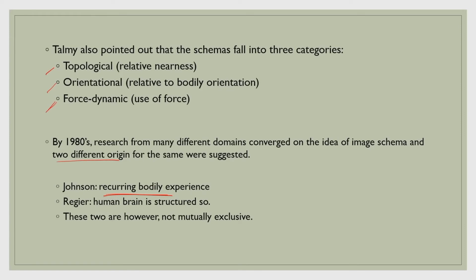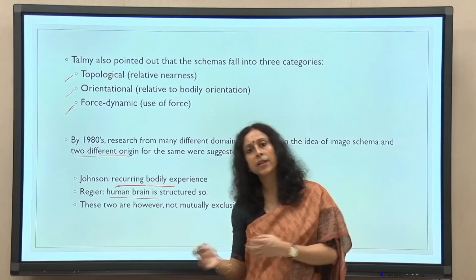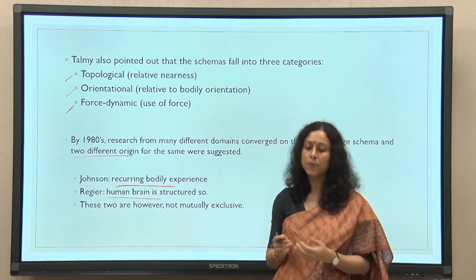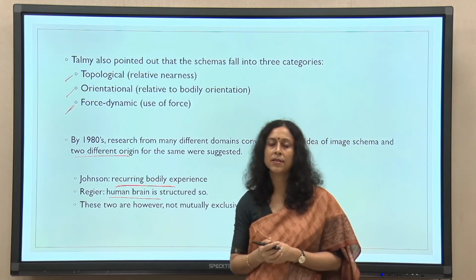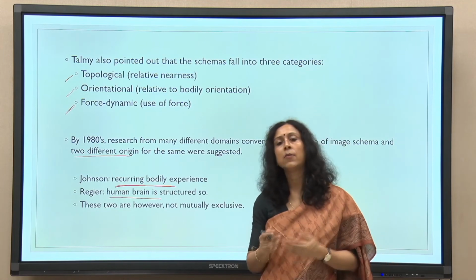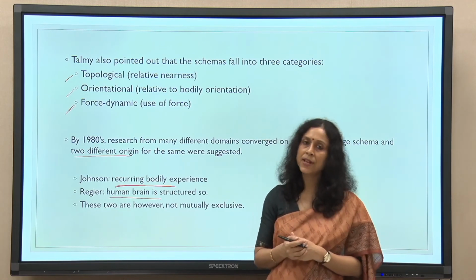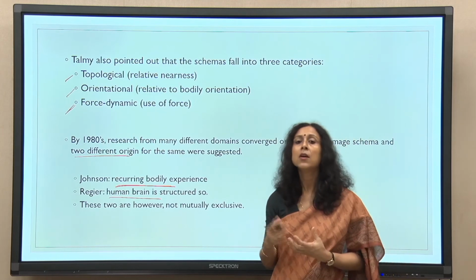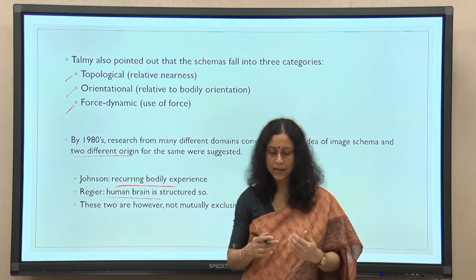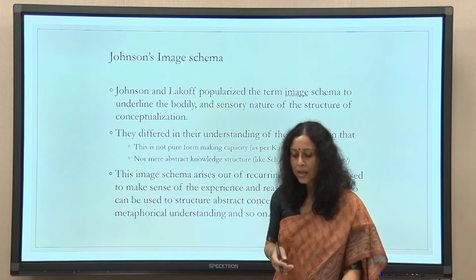That is fine. But on the other hand, there are other people who say that the human brain is structured so. If the human brain had no capacity to create such abstractions out of the experiences, then it would not be possible. Now, it is important to remember that both of these can be correct at the same time. It is not that they are mutually exclusive. If, on the one hand, the human brain is capable of abstracting that kind of schematic understanding from various recurring patterns of physical experiences and giving it a schematic understanding.